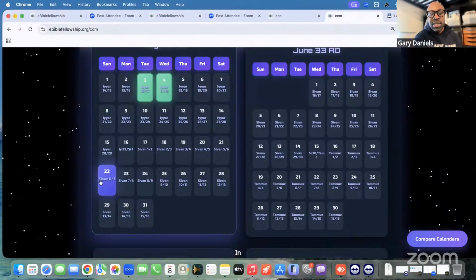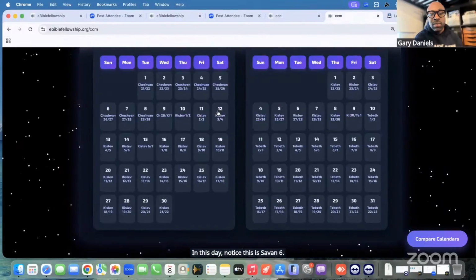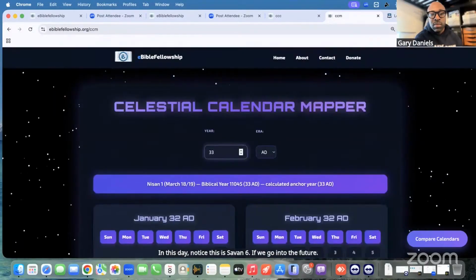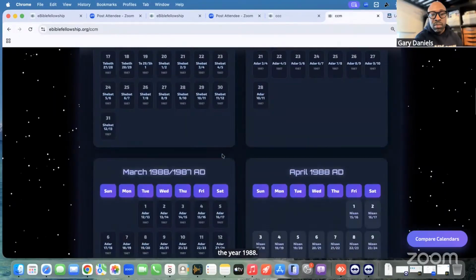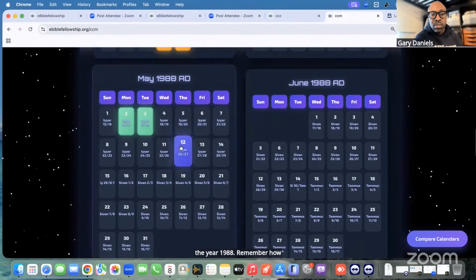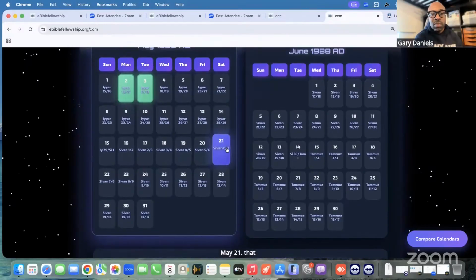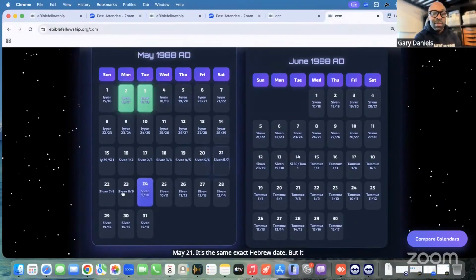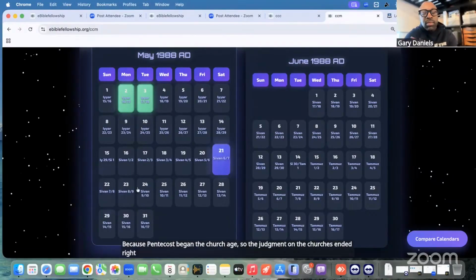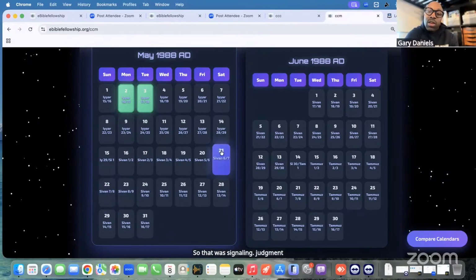And notice this is Sivan 6. If we go into the future to the year 1988, remember how Mr. Camping taught the end of the church age was on May 21. That also is on Sivan 6, May 21. It's the same exact Hebrew day, but it's the day before Pentecost. The Gregorian date is May 21 because Pentecost began the church age. So the judgment on the churches ended right before Pentecost could begin. So that was signaling judgment on the churches on May 21, 1988.